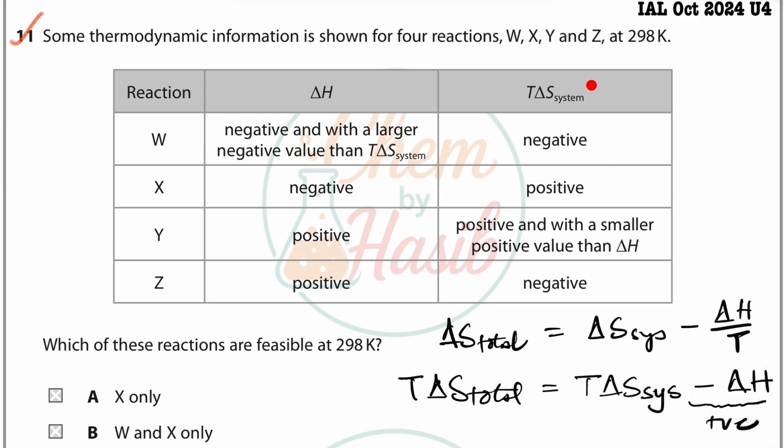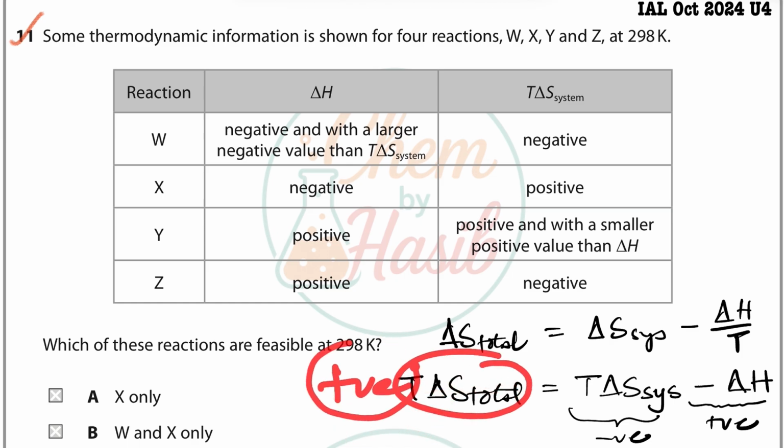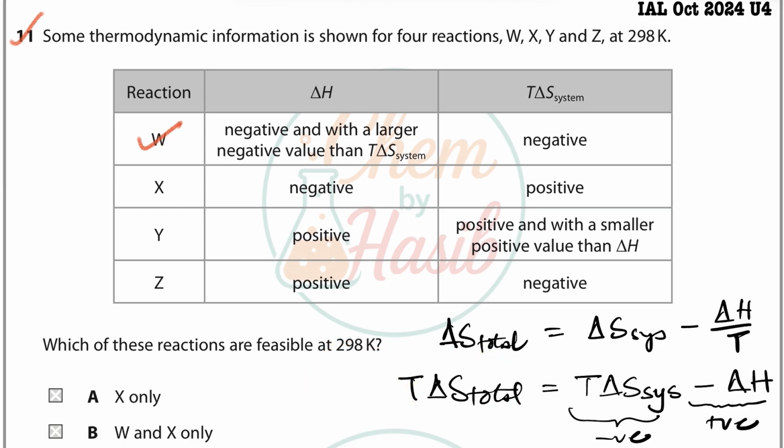Then it says T into del S system is negative, with a smaller magnitude than del H. So the positive quantity, minus del H, has a greater magnitude than this negative quantity. If so, then T into del S total must be positive. If T into del S total is positive, the reaction is feasible. So therefore, W is feasible.